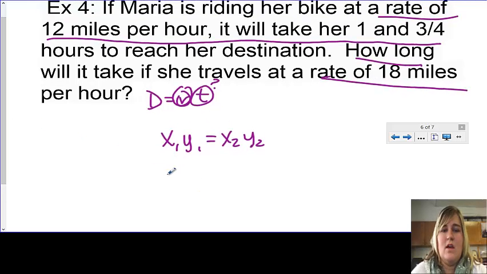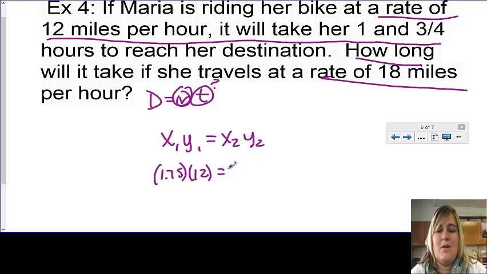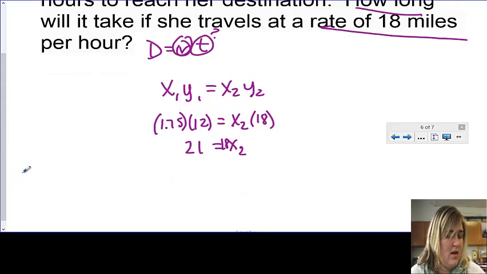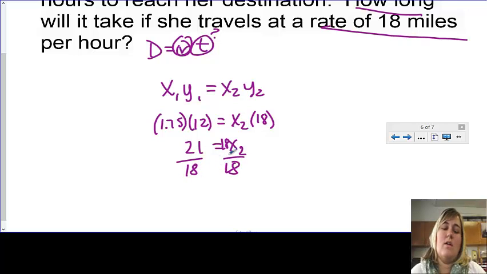So I'm going to plug in my time for x here, which is 1 3/4 hours, so I'm going to put 1.75, and my rate for y, which is going to be 12, and that has to be equal to how long, we don't know, times our rate, which is 18. So 12 times 1.75 is going to give me 21, which is equal to 18 x sub 2. To get x sub 2 by itself, I'm going to divide by 18 on both sides. Okay, well that's not going to work out evenly.